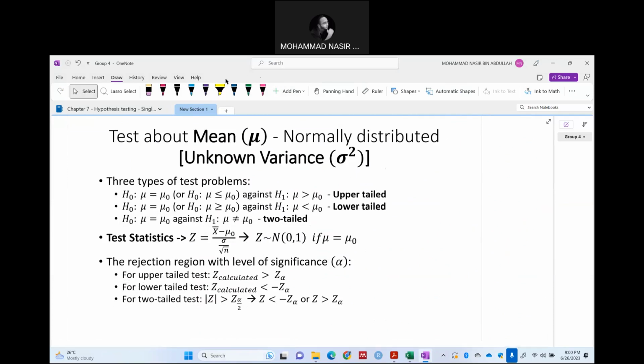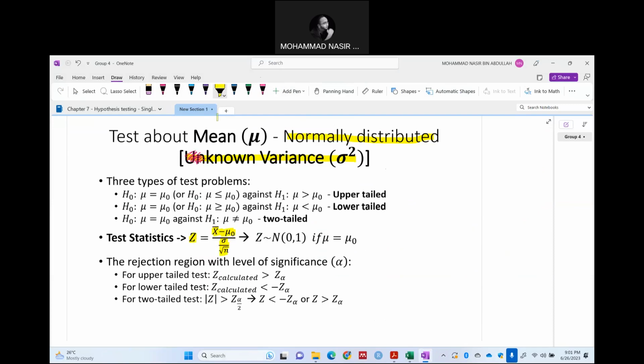Right. So, this is a recap for tests about the mean, normally distributed, and known variance. Sorry, I need to make a correction. This is known variance. Please make a correction. It should be known variance because Z is equal to x bar minus mu naught divided by sigma over square root of n. So these are the properties that we should remember.